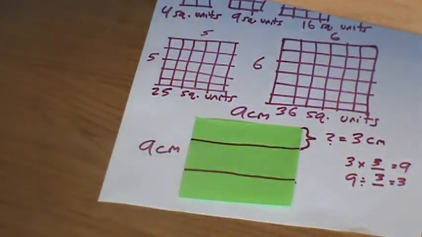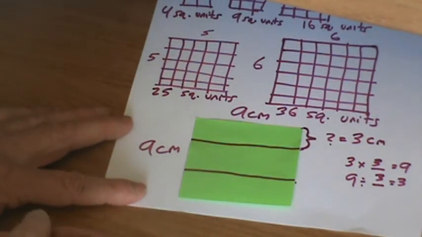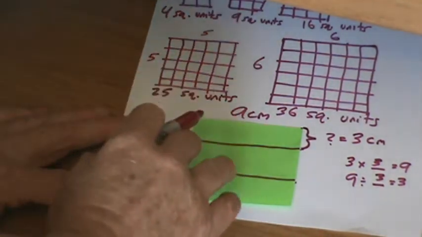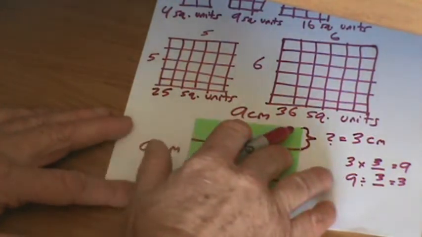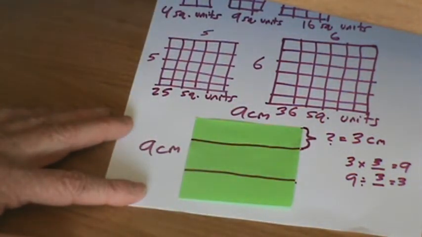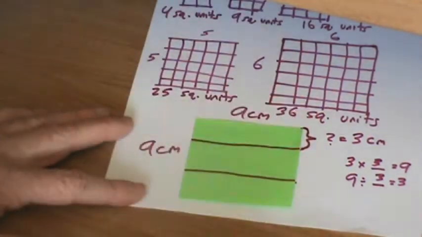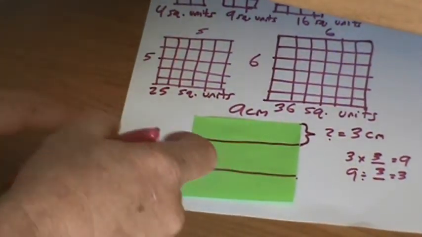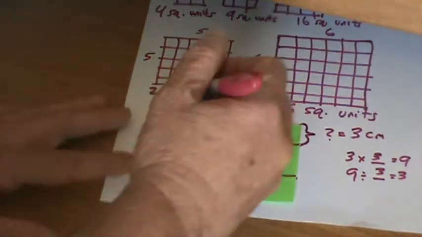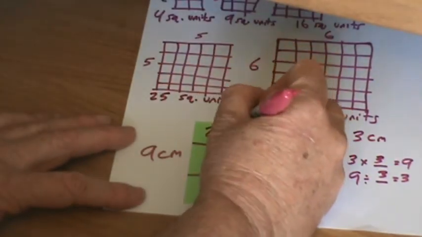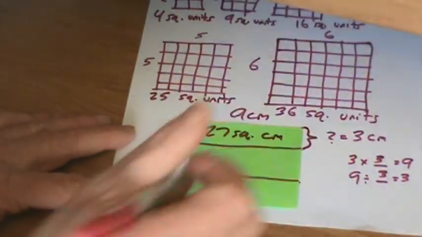Then the question wants us to know, what about the area, the area of in here? What would this area be right here? Okay? Well, think about it. 9 times 3 is what? 9, 18, 27. So this would be 27 square centimeters.